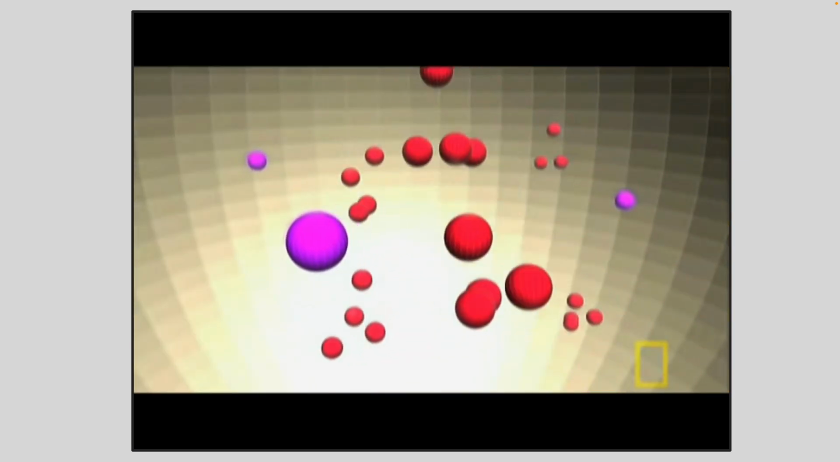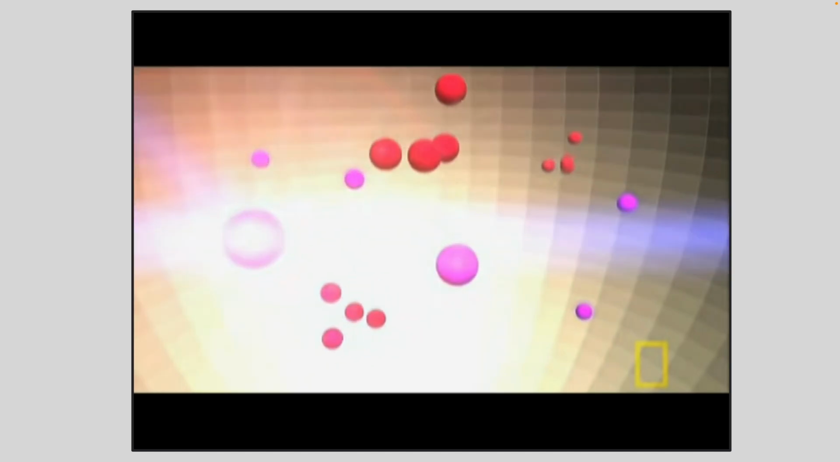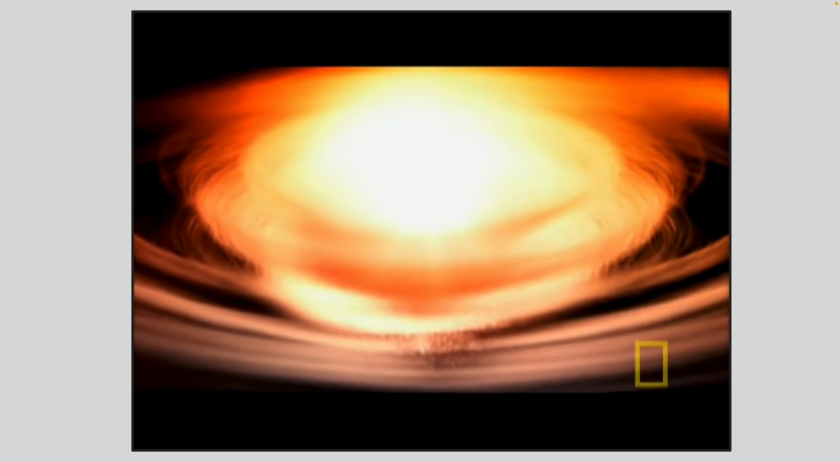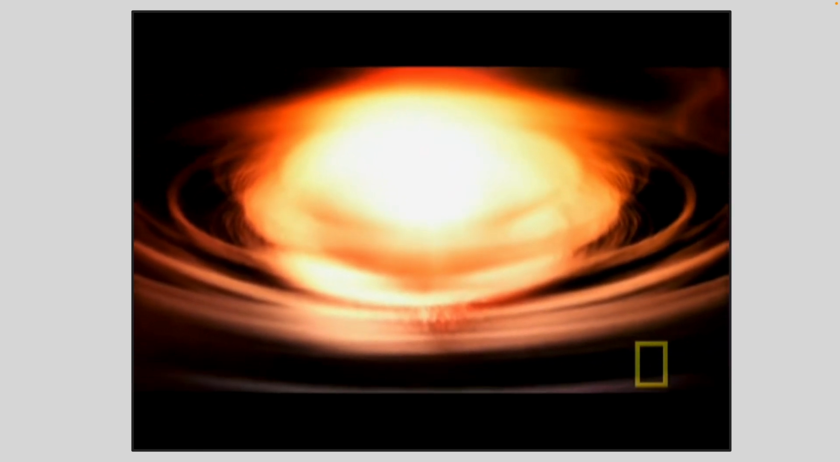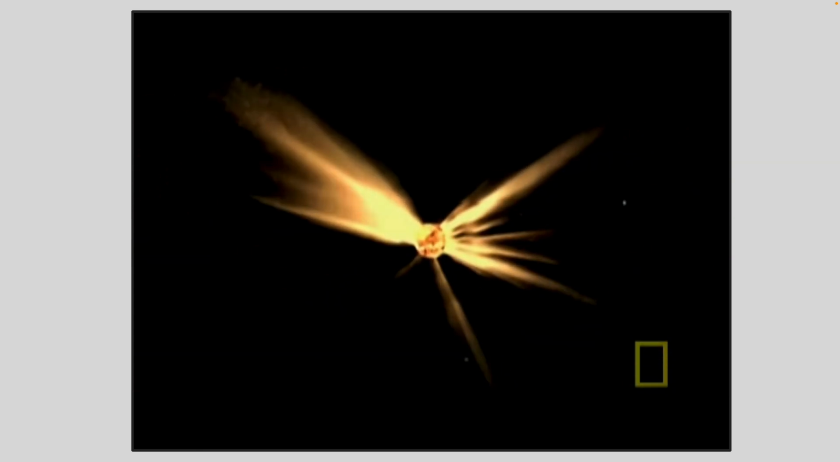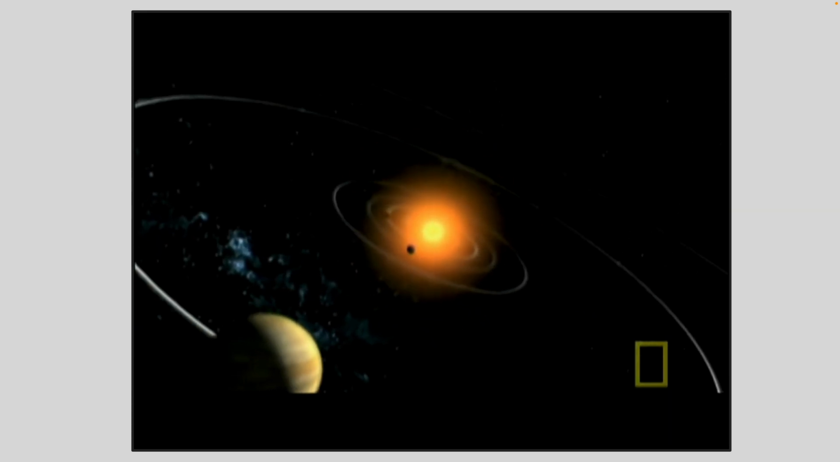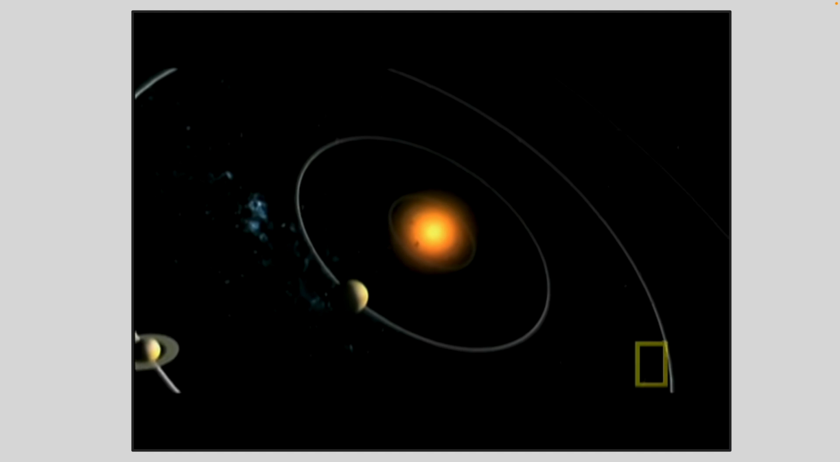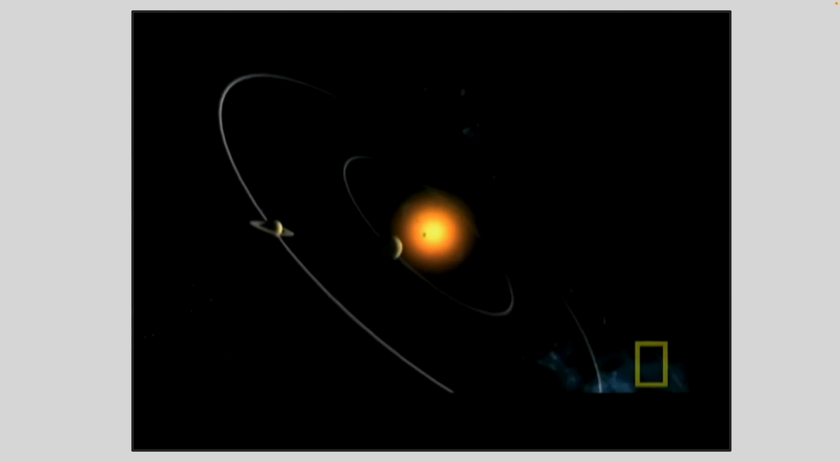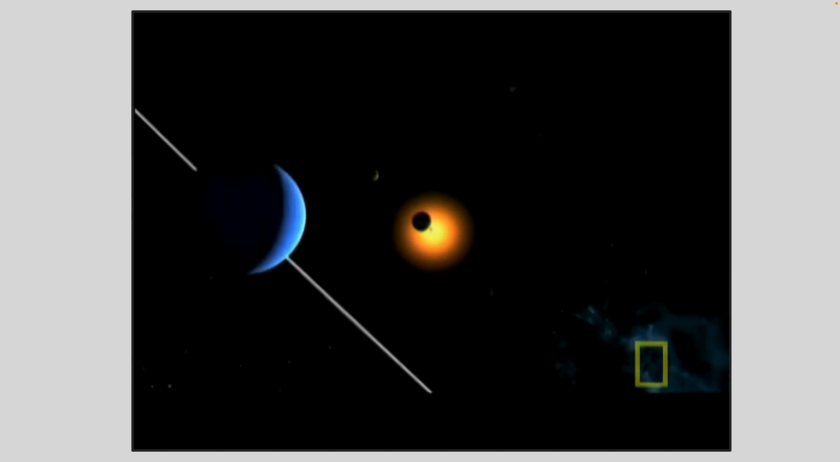Hydrogen atoms fuse together to form helium, and in the process, release photons. It's the first light made by our sun, and it will keep on shining for 4 billion years. A vast nuclear furnace nearly 1 million miles across. From a distance, this process seems almost peaceful, with the sun's power gently radiating out into the early solar system.